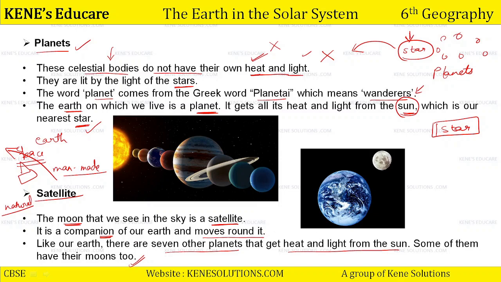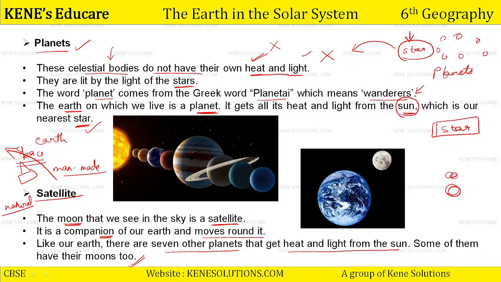And it keeps moving around with us. As the earth rotates, the moon also rotates. I showed you in that video also. So as shown in that video, moon always keeps rotating around the earth as the earth rotates on its own also. Earth bhi ghumta rehta hai, moon bhi ghumta rehta hai uske charo or.